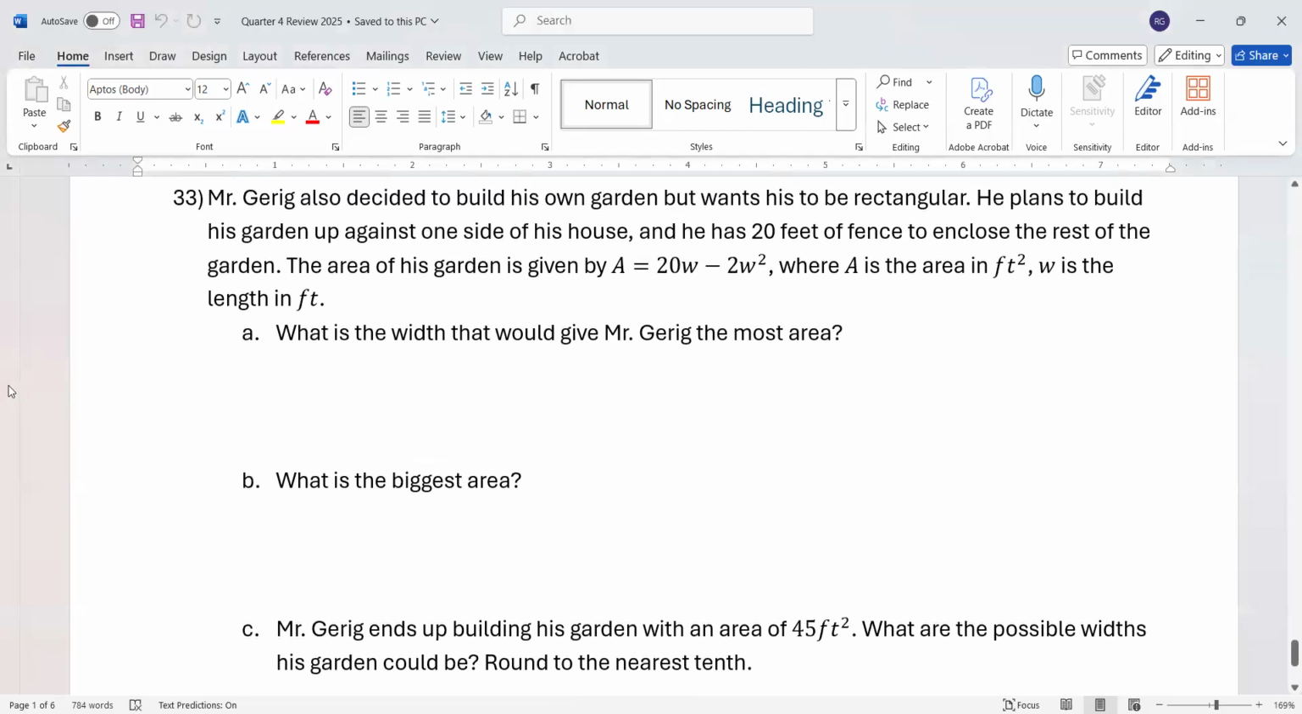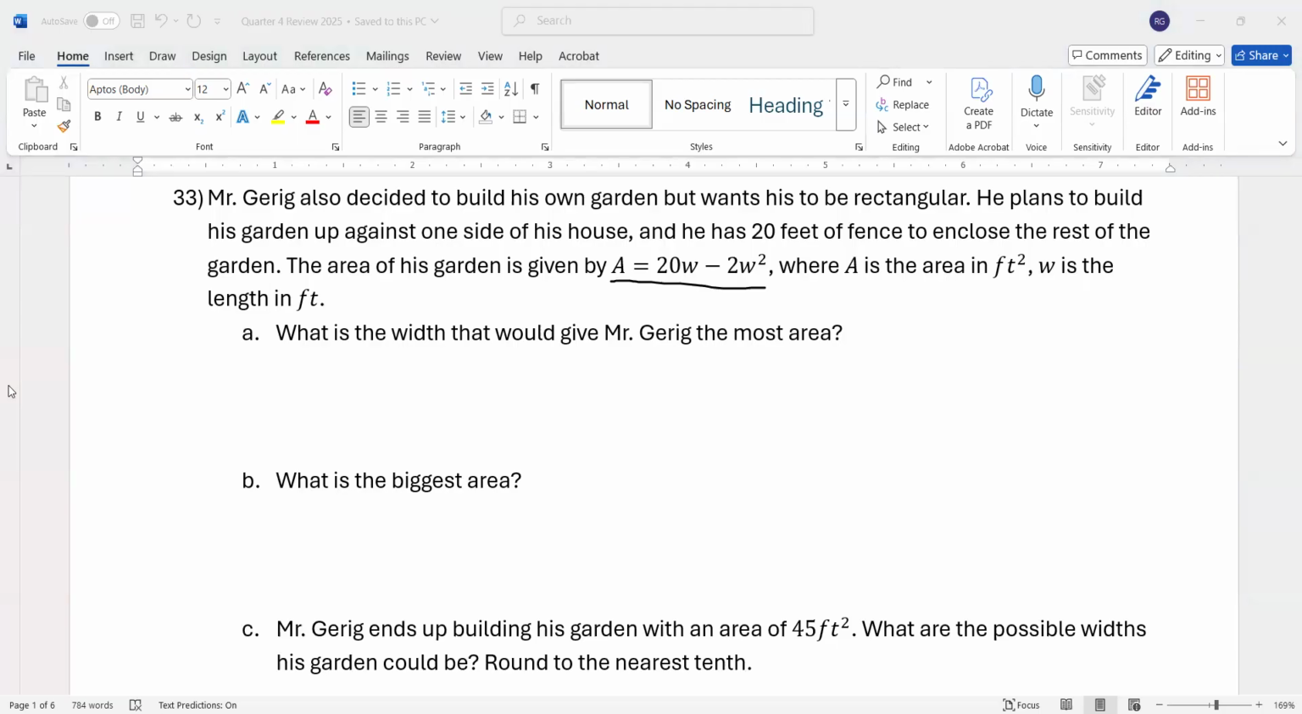So I also decided to build my own garden, like the one in Unit 8, but I want mine to be rectangular. I plan to build my garden up against one side of the house, and I have 20 feet of fence to enclose the rest of the garden. Now, all that information is great. I put that all in an equation for you. You have this equation here. That's all you really need.